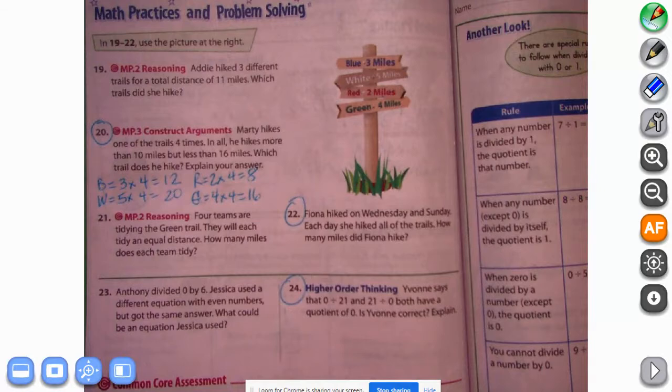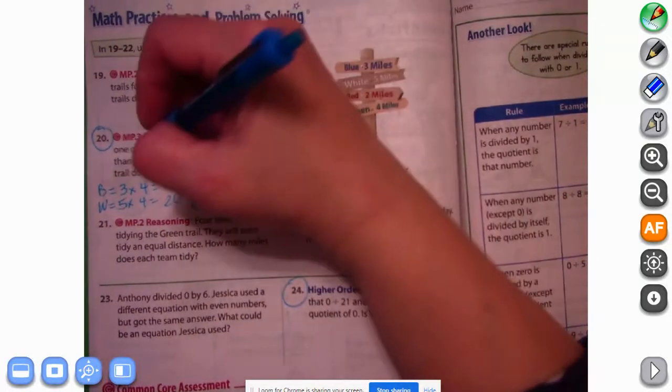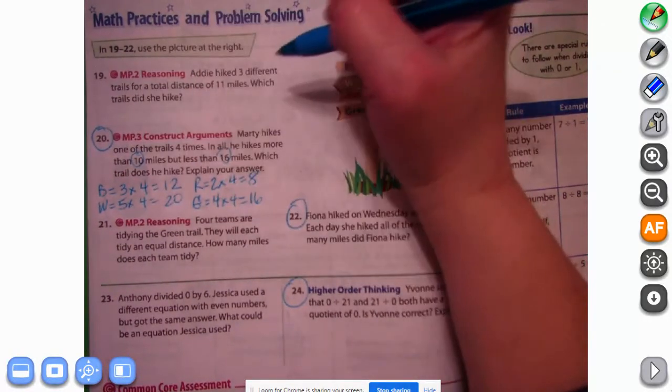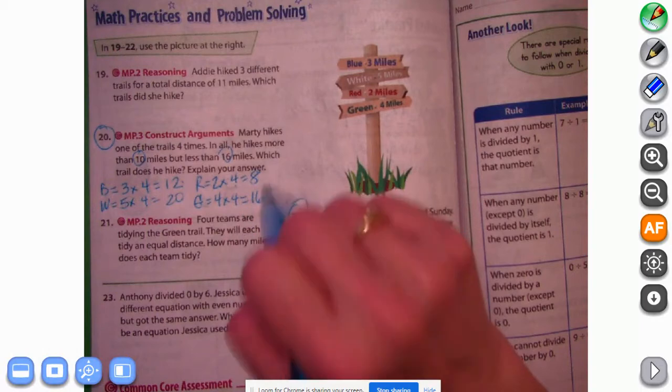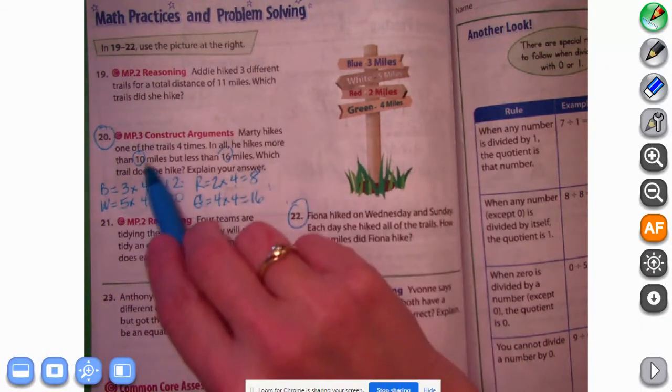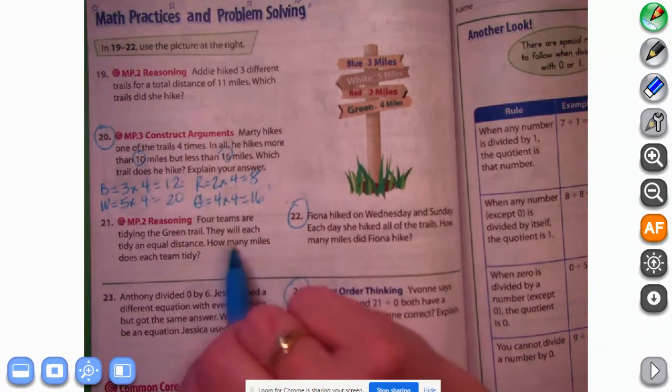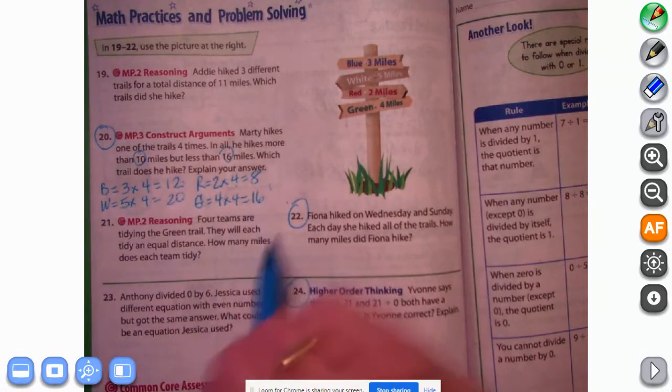So let's look at that. It says that it has to be between 10 and 16. All right, is 12 between 10 and 16? 10, 11, 12, yep. Is 20 between 10 and 16? 10, 11, 12, 13, 14, 15, 16, 17, 18, 19, 20. Nope, that would be too far. Red, 2 times 4 equals 8. That would not be enough because it said at least 10 miles, but not more than 16. And then 4 times 4 equals 16.